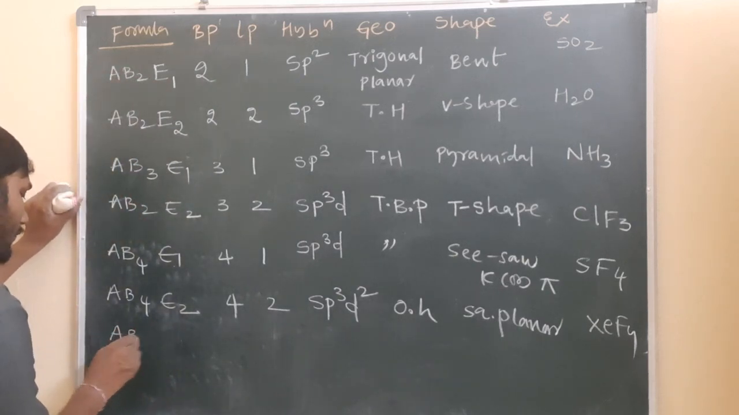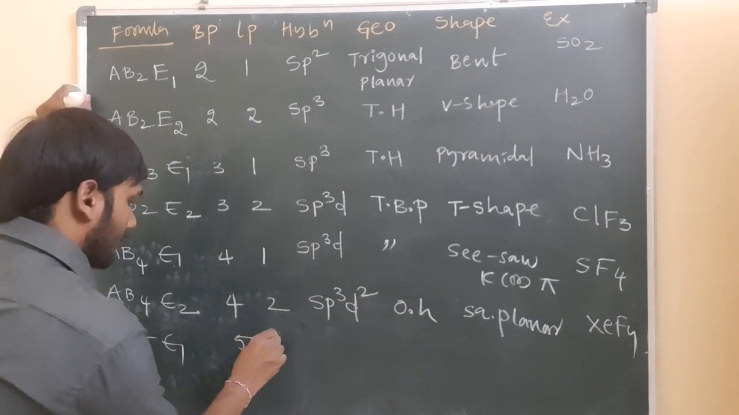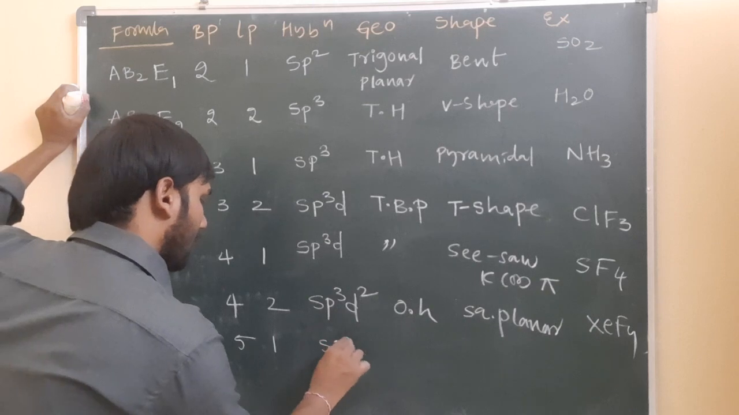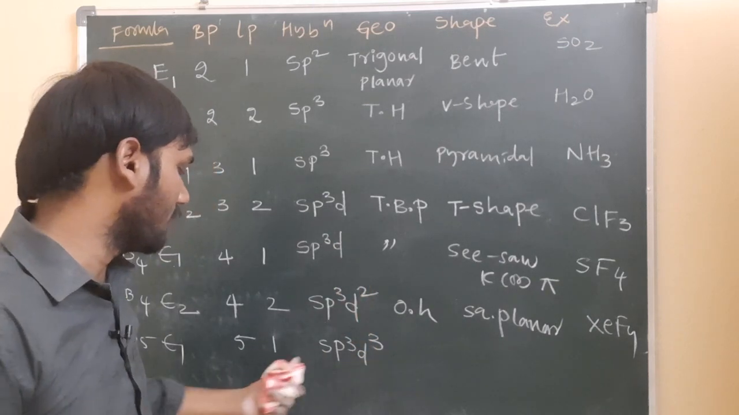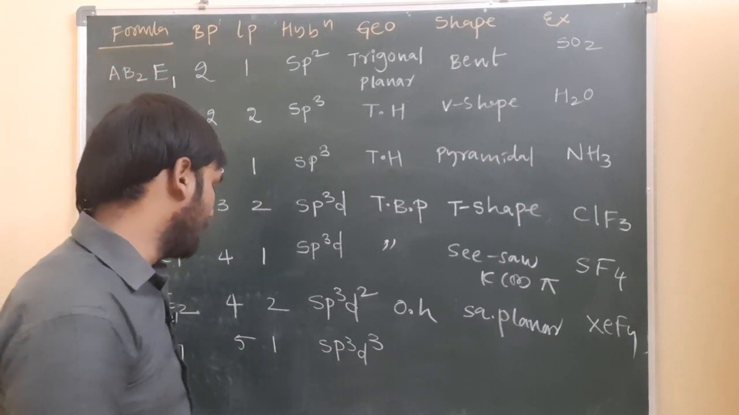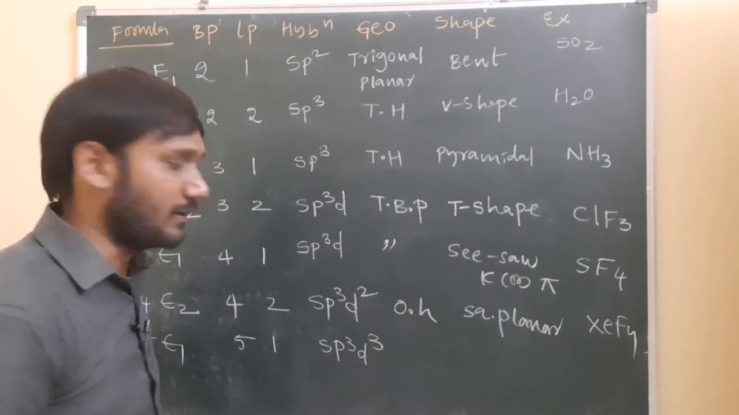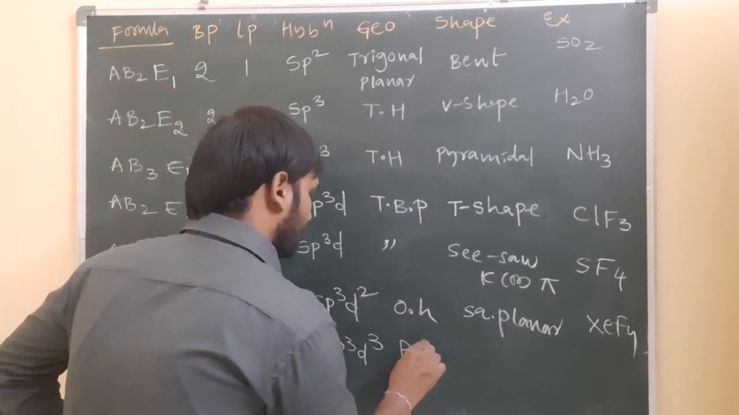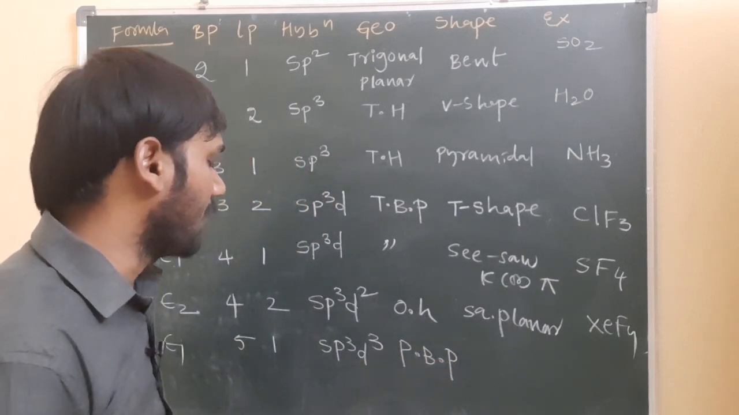Next one is AB5E1. That means 5 bond pairs, 1 lone pair. The hybridization is sp3d3, because totally 5 plus 1 is 6 electron pairs. Nothing but sp3d3 hybridization, and the geometry is pentagonal bipyramidal. Here this is the pentagonal bipyramidal.